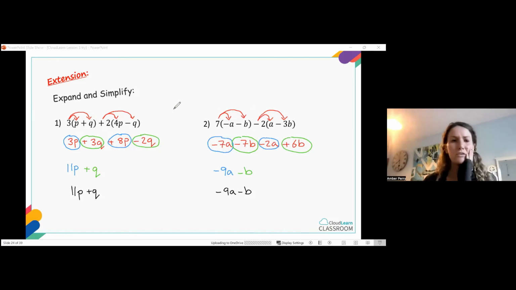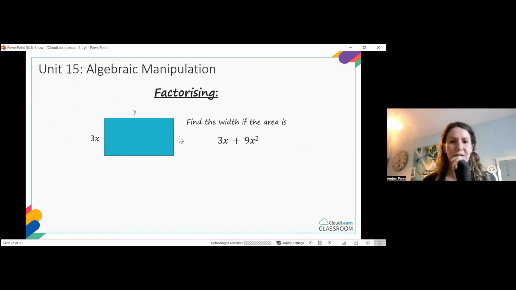Okay? So that's a kind of quick lesson on expanding brackets. And I want to also during this lesson do the opposite, which is factorizing. Before I do, does anyone have any questions? Happy? Okay. Right, so clear that off and move on then.